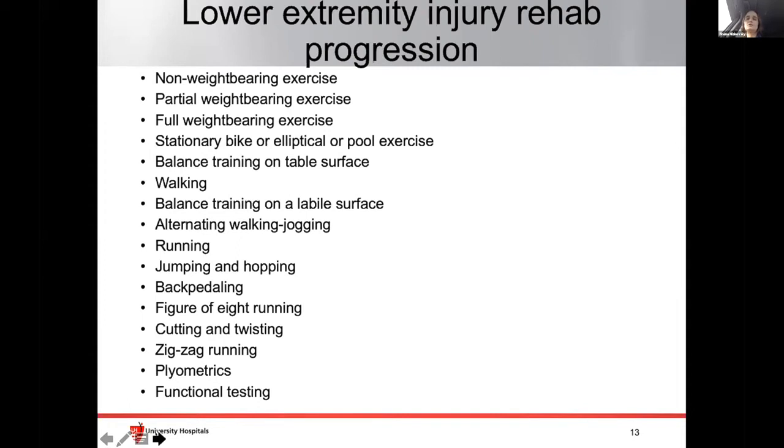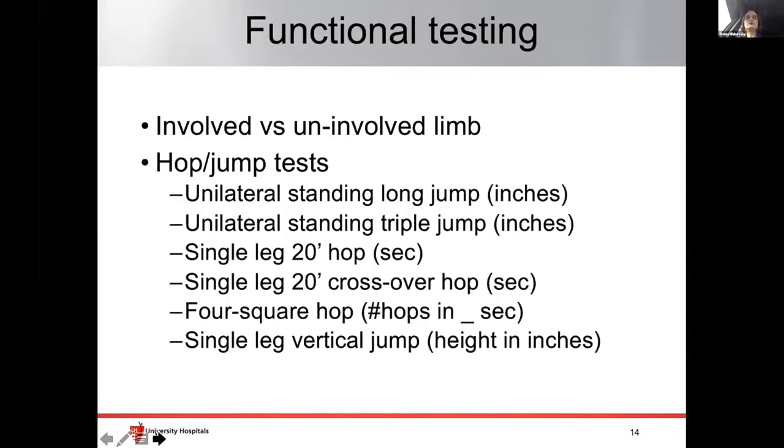And then you start doing the more complicated things like backpedaling, zigzag running, plyometrics, or power development type exercises. And then finally, we do functional testing to see if the athlete indeed is ready to go back to their sport. Functional testing, there's different protocols. These are just some examples of things that we can do. You always want to check the uninvolved versus the involved limb. So you do the hop jump test, single legs, 4 square hops, vertical jump, or some things you can do.